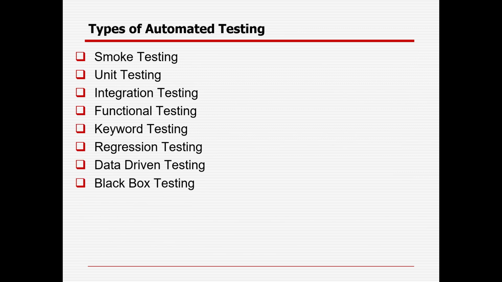What types of automation testing can be supported whenever you are trying to create a test automation framework from scratch? It supports mock testing, unit testing, integration testing, functional, keyword testing, regression, data driven, and black box testing. This is the primary testing supported by any automation testing framework.